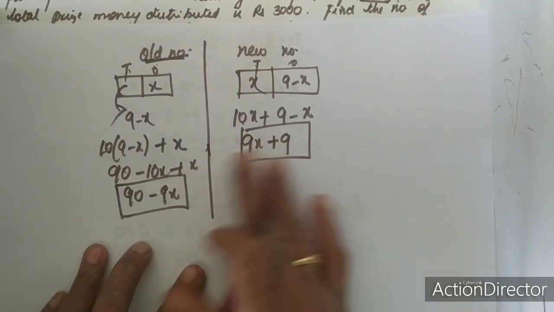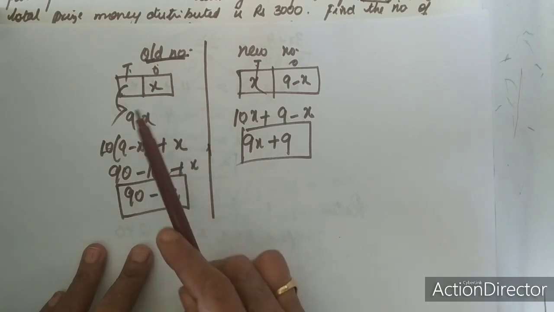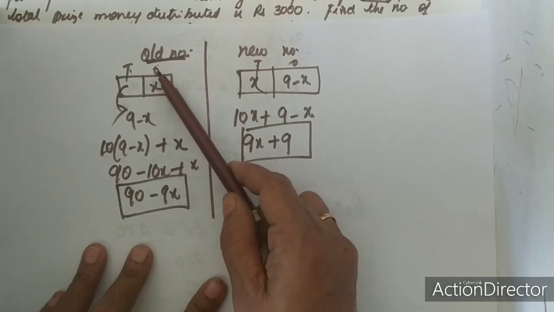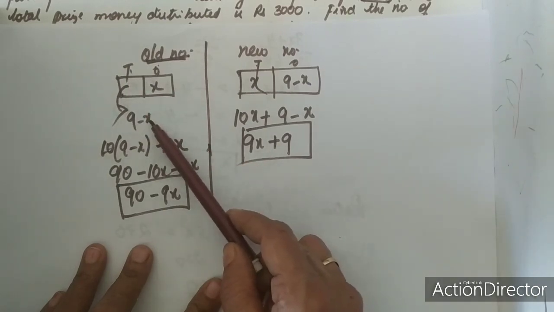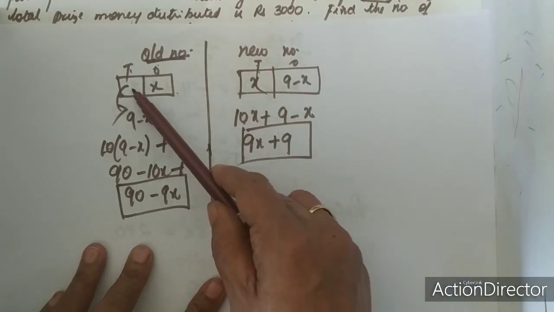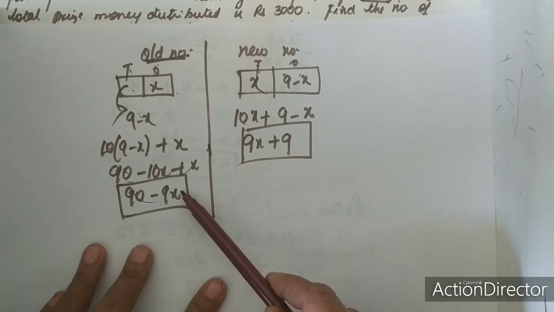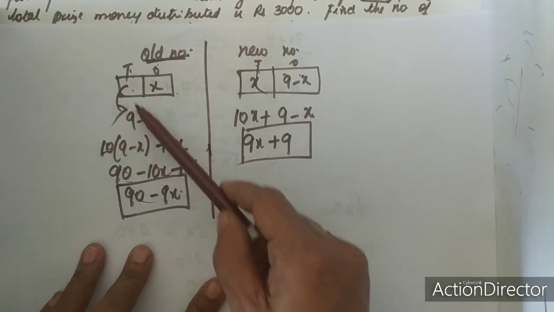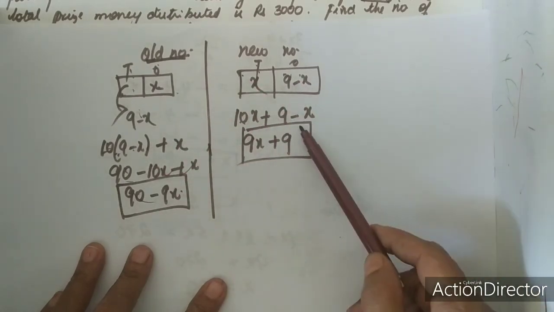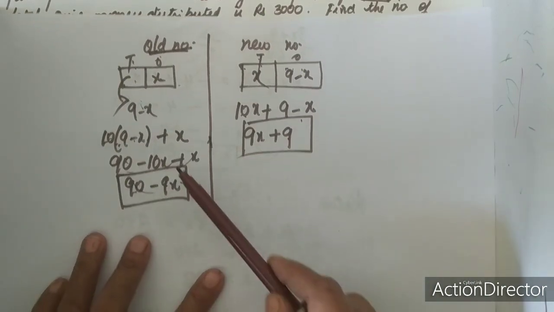Hope you understood these 2 steps. If you write these 2 steps correctly, your answer will be correct. First, you have to understand that the sum of the digits given is 9. So I am writing 9 minus x over here. I am taking the ones digit as x and the tens digit will be 9 minus x. Here we are interchanging. So in the place of tens, I will write x and in the place of ones, I will write 9 minus x. After making the digits, we have to find out the number. Since it is tens place, I multiply by 10: 10 into 9 minus x plus x. Here 10x plus 9 minus x. After simplifying, I will get 90 minus 9x and 9x plus 9.